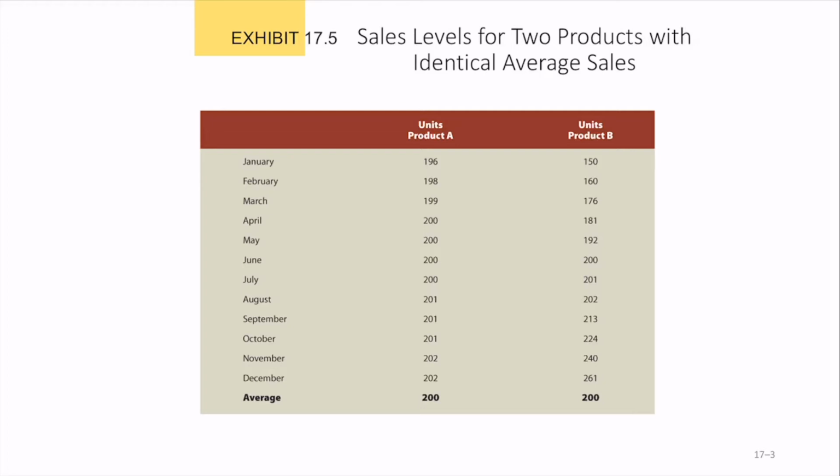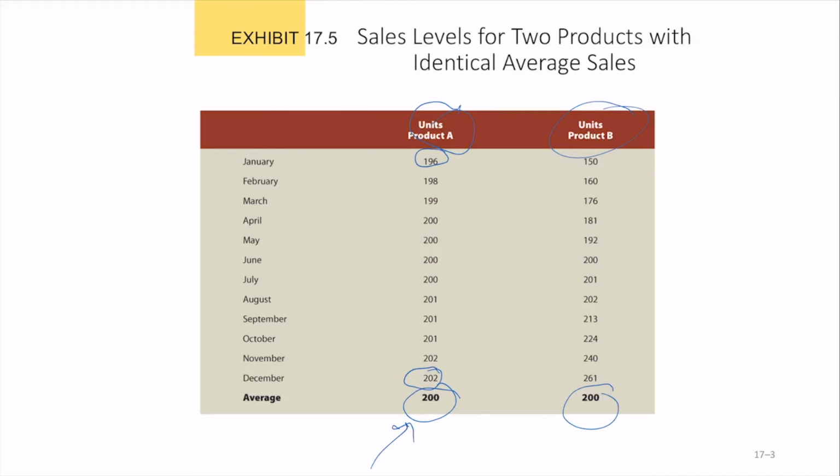Now notice here you have two product units. You have A and B. Both average 200, so those are going to be the same. But I want you to notice something. Look at the figure here, the number for product unit A. It's 196 all the way down to December, which is 202. Again, the average is 200.